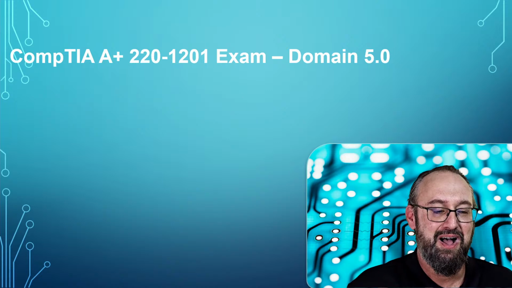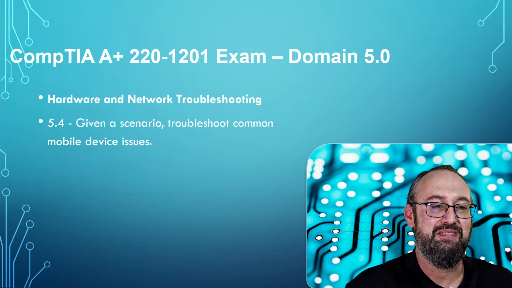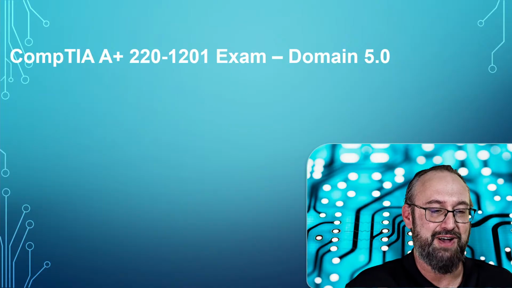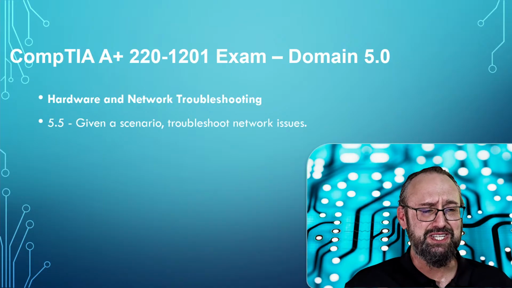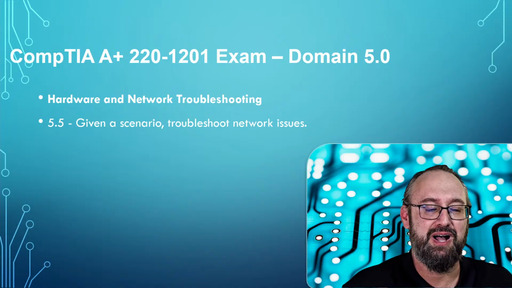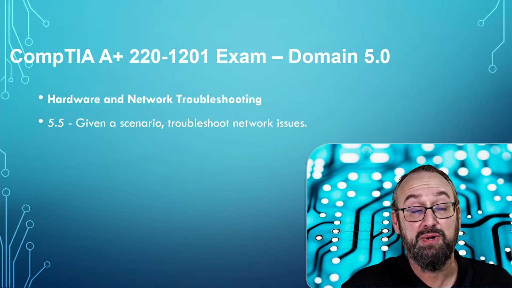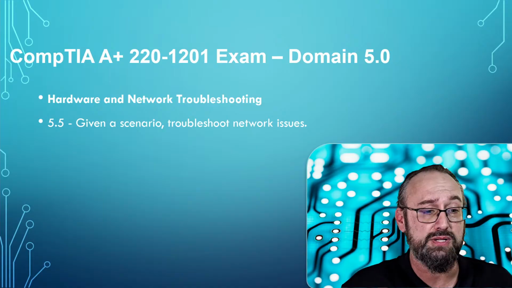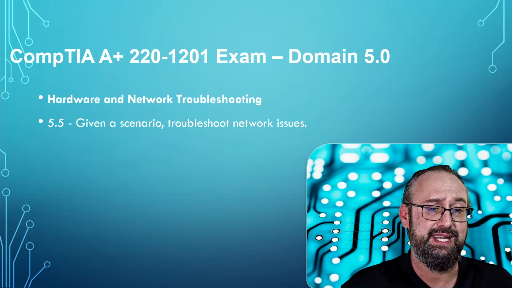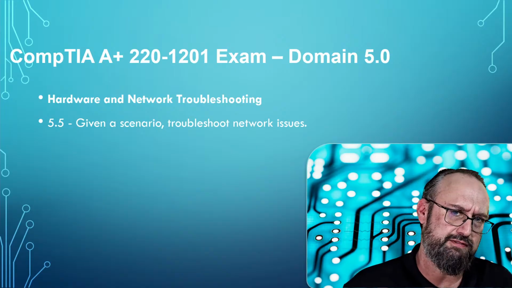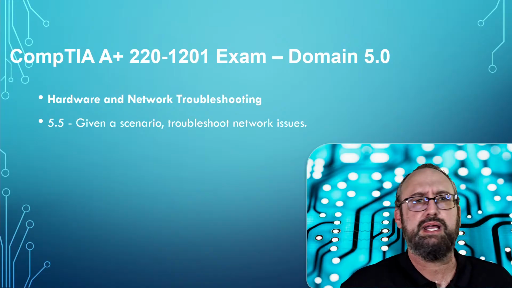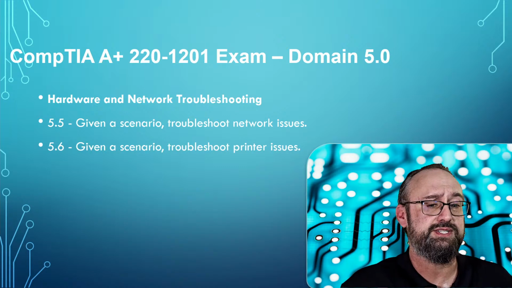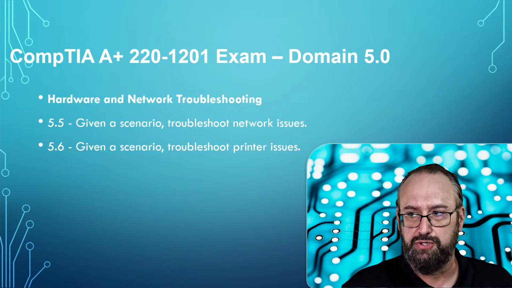So remember, when it comes to 5.4, that is, given a scenario, troubleshoot common mobile device issues. Moving into 5.5, given a scenario, you're going to troubleshoot network issues. And when we look at network issues here, common symptoms that might happen: intermittent wireless connectivity, high latency, external interference, whether it happens to be RFI, radio frequency interference, or EMI, electromagnetic interference, is going to be important. Then 5.6 is where we get into troubleshooting printer issues.